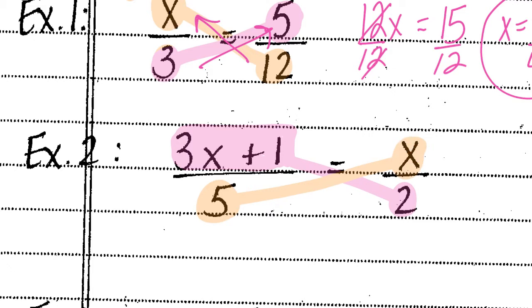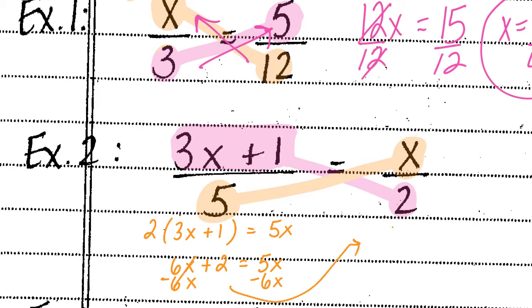So this is saying, all right, so I'm going to multiply 2 times 3x plus 1 is equal to 5x. We do have to distribute. 6x plus 2 is equal to 5x. And when I subtract, I get 2 equals negative x. And when I divide each side through by -1, I know that -2 is equal to x.